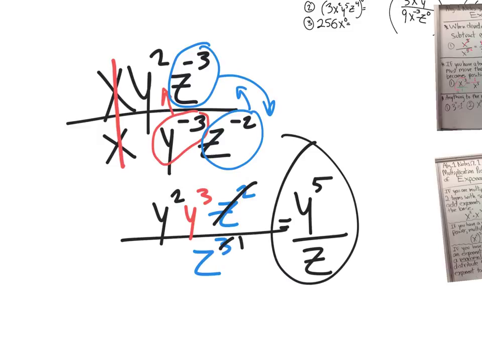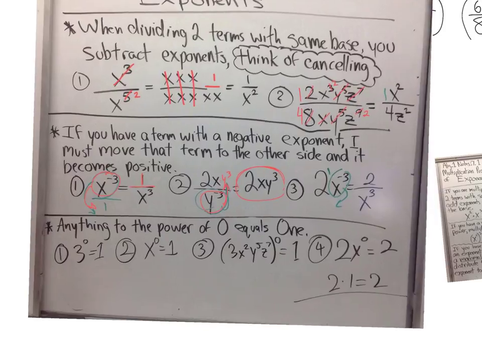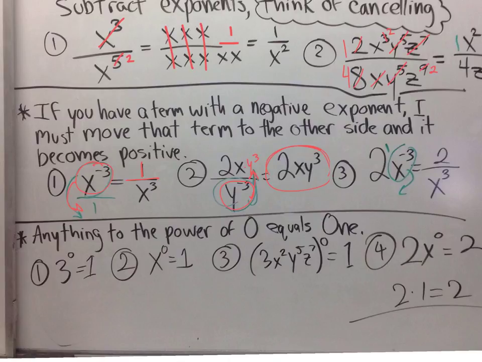Let me get rid of this right here. And for the next rule, the final rule of today was anything to the 0 power equals 1. Well, technically not anything to the 0 power equals 1. If you have 0 to the 0 power and do that on the calculator, it'll say error. It won't work. Okay, so anything that's not 0 to the 0 power is going to equal 1.